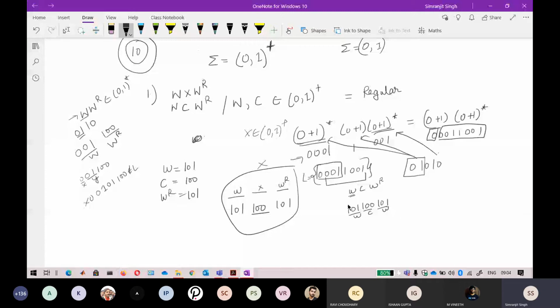If I say W is 10, the reversal will be 01. So I can also say 1 0 1 1 0 0 1 0 1, that W is this and WR is this, and C is this, because C can be anything. In a similar way, I can say from this string that W is this, WR is this, and 0 1 1 0 0 1 0 is a C. So W is 1, and the reversal of this is again W, that is 1. The reversal of 1 is 1.